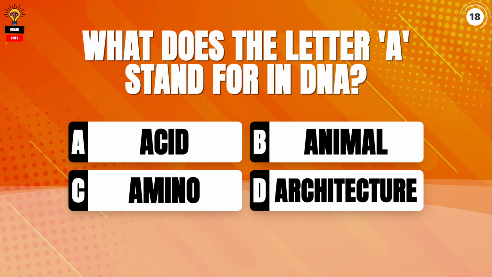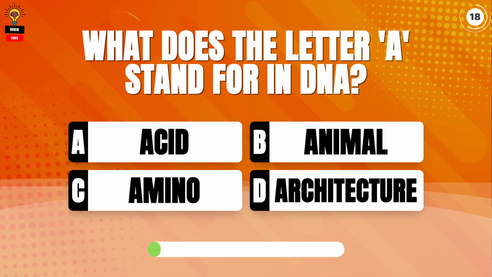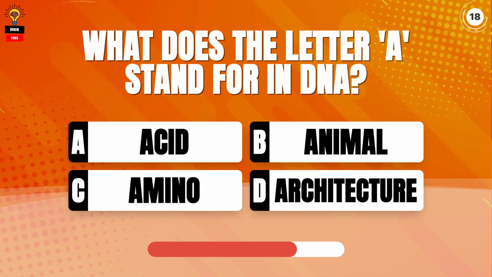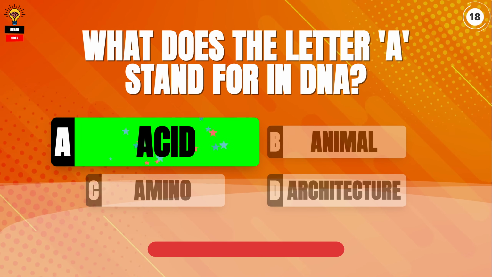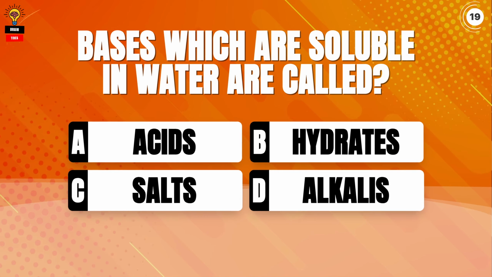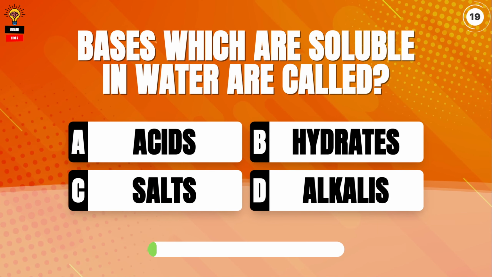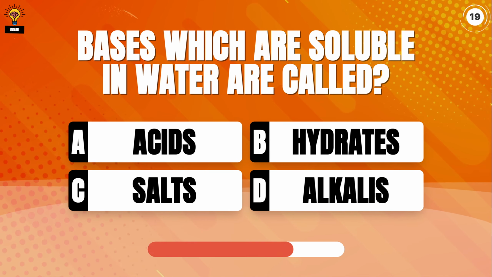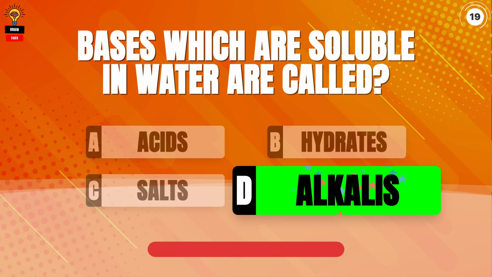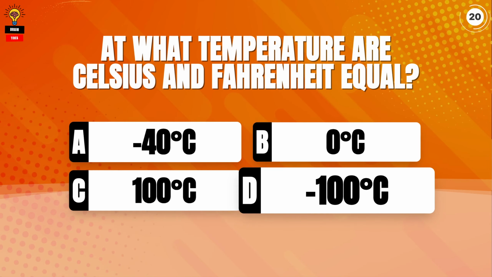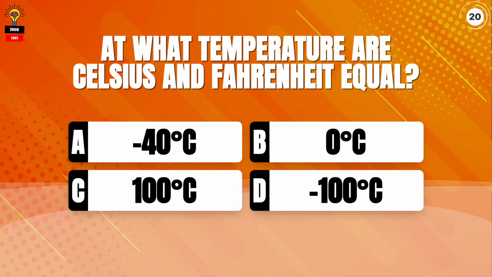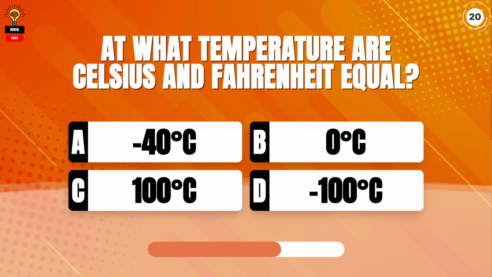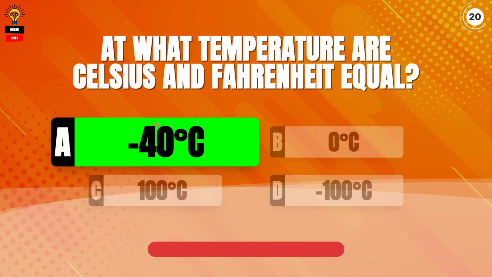What does the letter A stand for in DNA? Acid. Bases which are soluble in water are called? Alkalis. At what temperature are Celsius and Fahrenheit equal? 40 degrees Celsius.